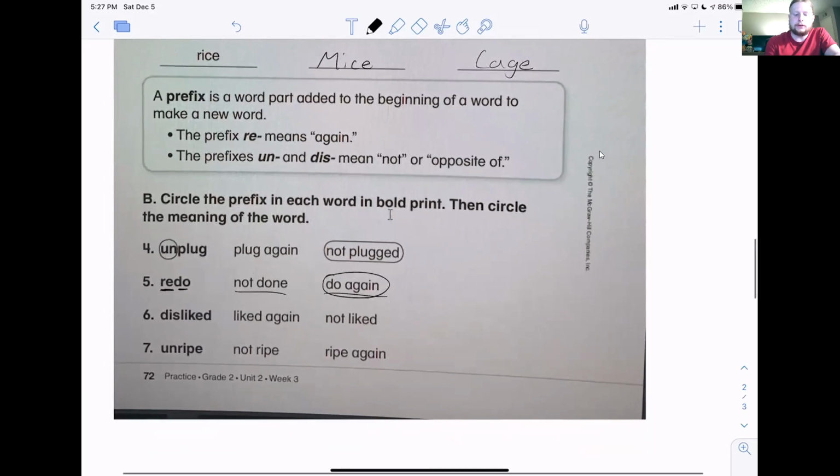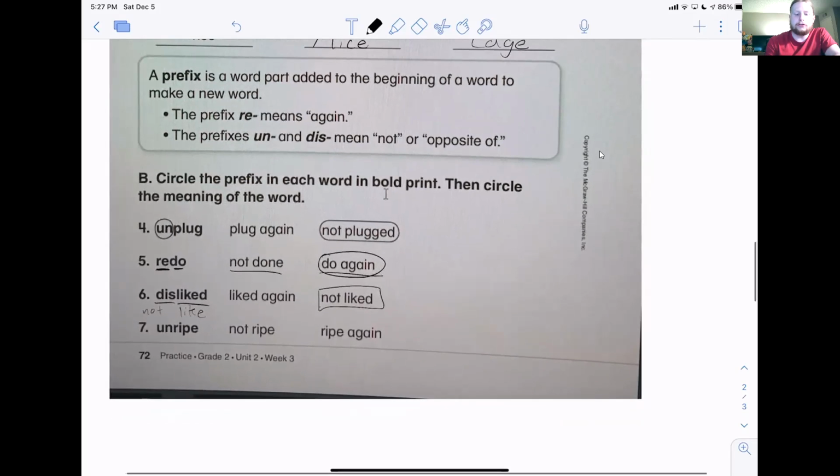All right, let's look at disliked. So we have dis and liked. Dis means not, and like means you favor something, but you can just say like. So if we combine our things, we have dis, which means not, and liked, which means like. So disliked would be not liked.